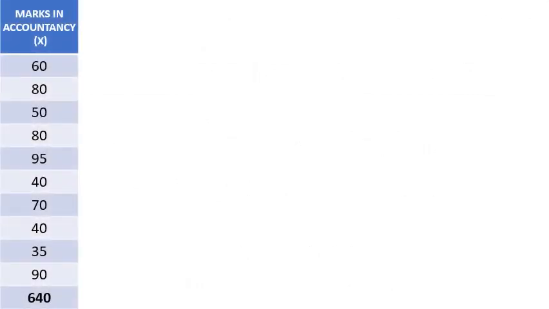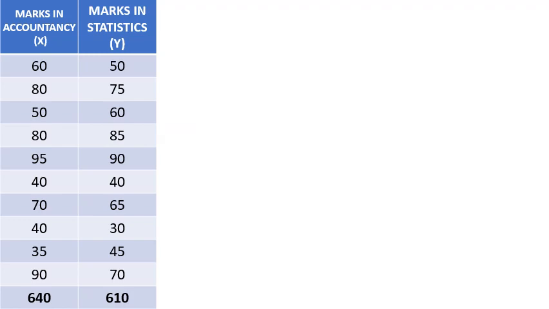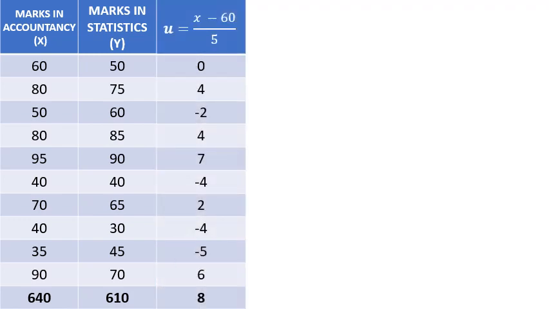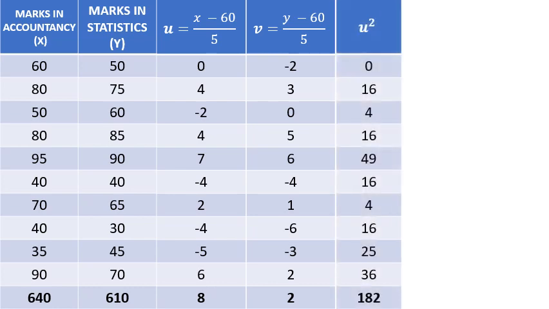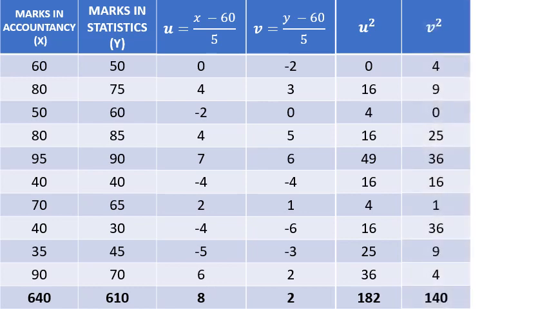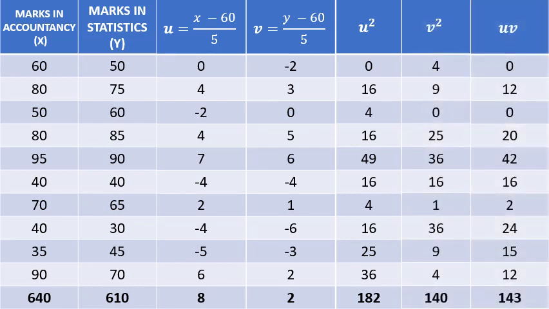So x column total, y column total, then u column, that is deduct 60 from each and every value of x and then divide the answer by 5. You will get the total 8. V column is deduct 60 from each and every value of y and divide it by 5. That way you will get the total 2. Be mindful of the positive negative values. If you make a mistake there in addition or subtraction or multiplication or changing of signs, your answer will not come. Now square the u column, square the v column, and then multiply u with the v column.